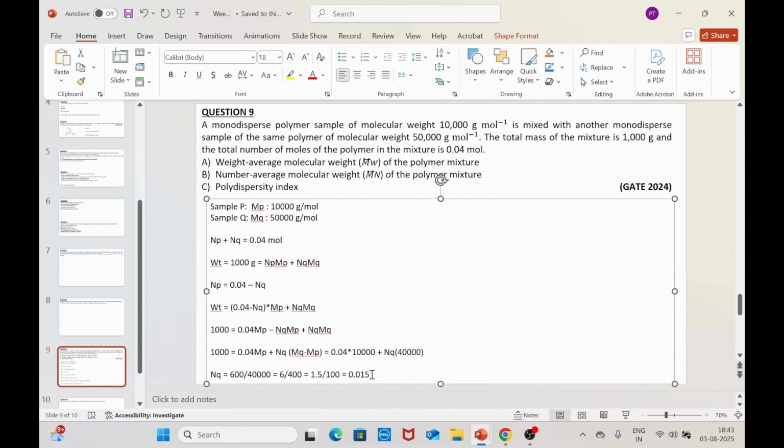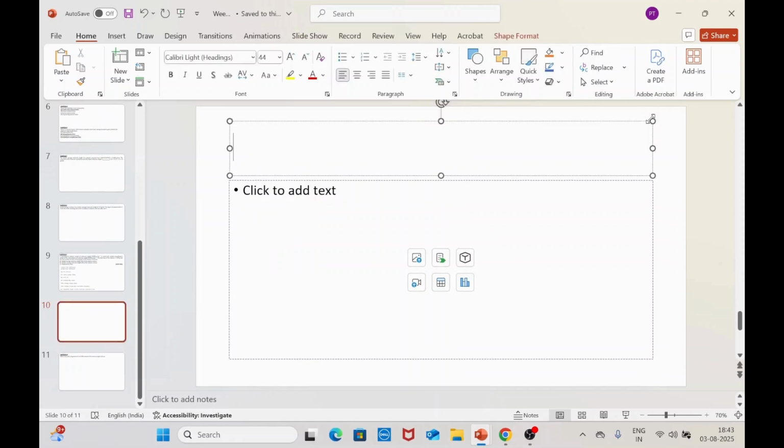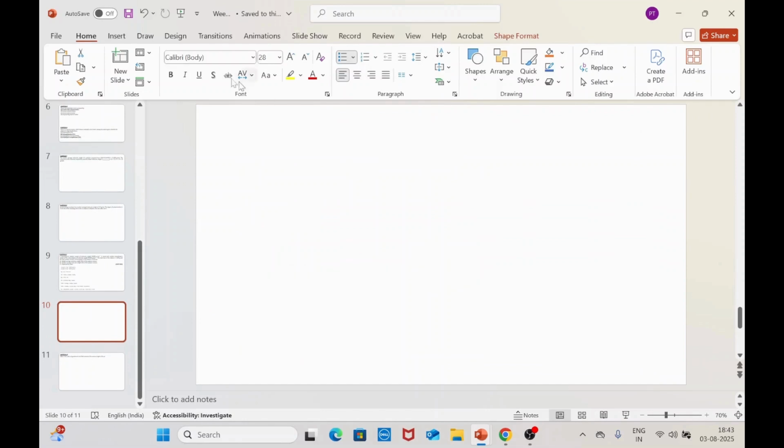So if this is the value of NQ, then NP will be nothing but 0.04 minus 0.015, which is 0.025. So NP and NQ you have right now, and I hope you know the formulas for weight average. So anyone, the formula for weight average?